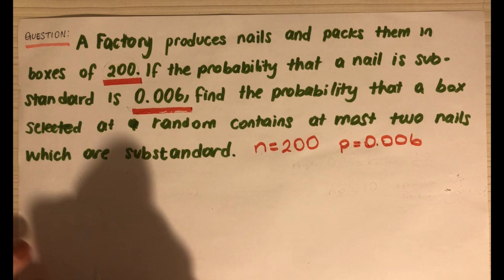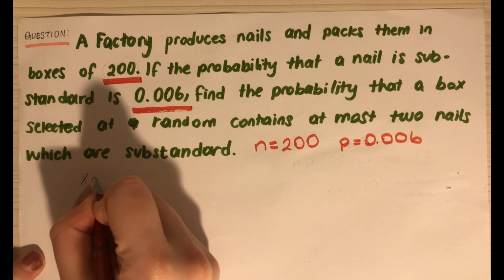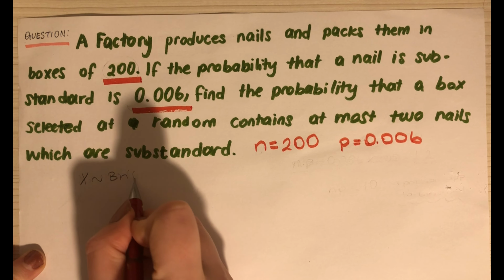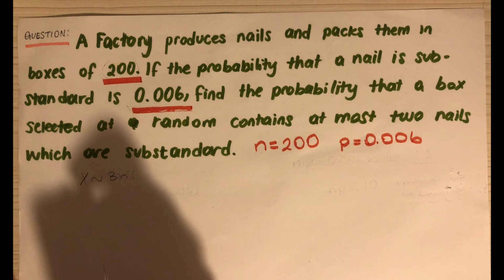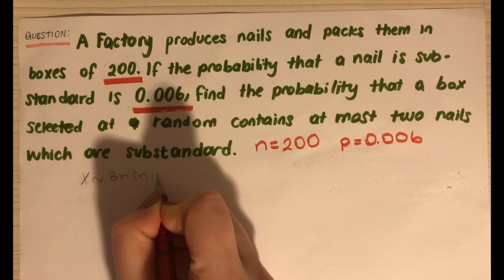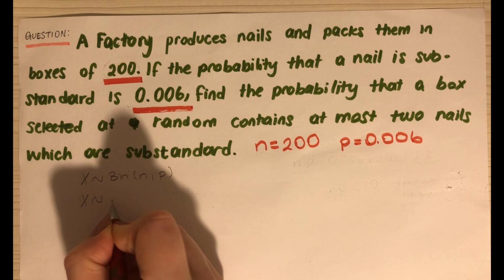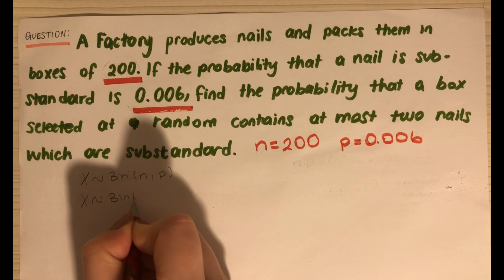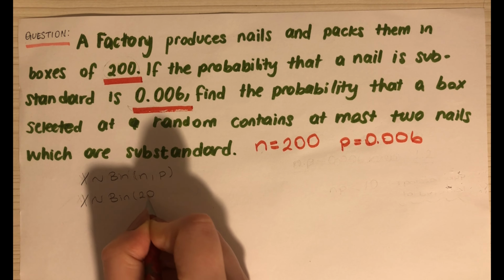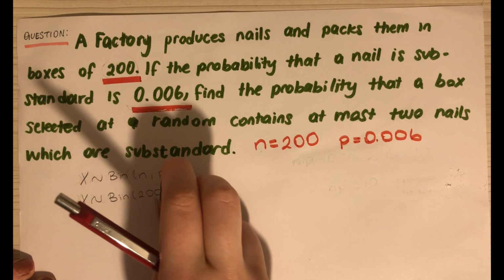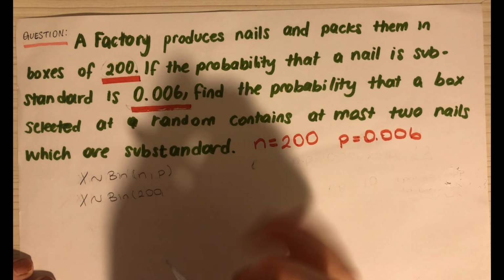Now, the first thing that I see is a random selection in the question, so that would make me think that this question is binomially distributed. So I would define X distributed binomially by n and p, which would be, in our case, binomially distributed by 200 and 0.006.